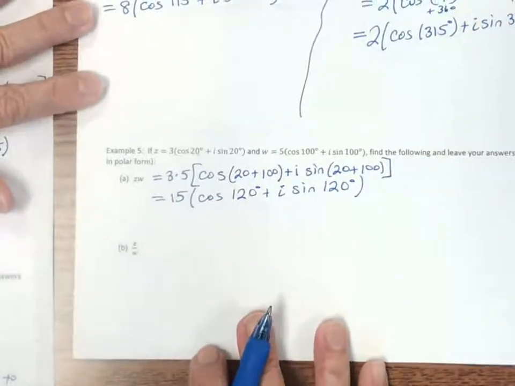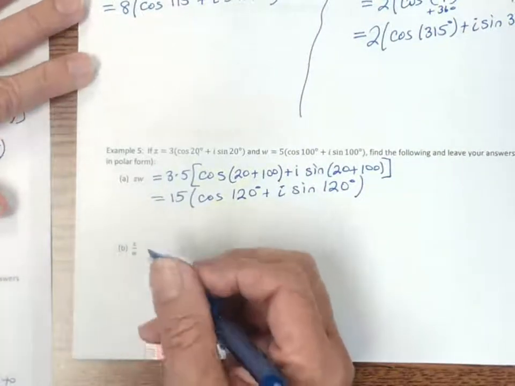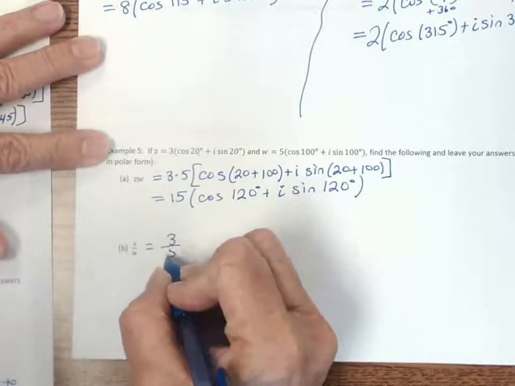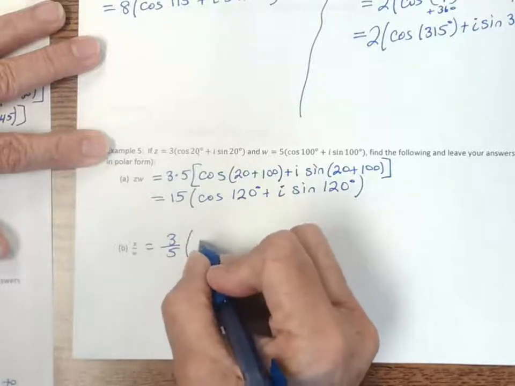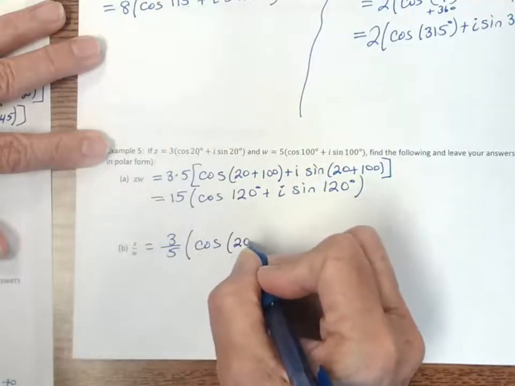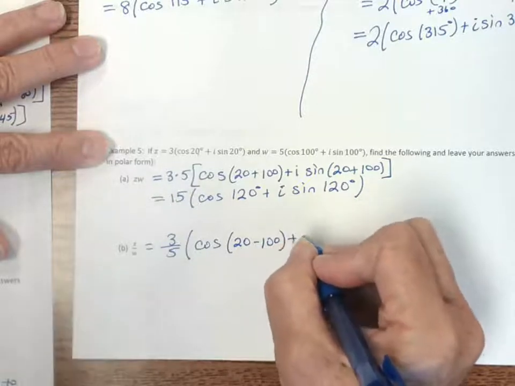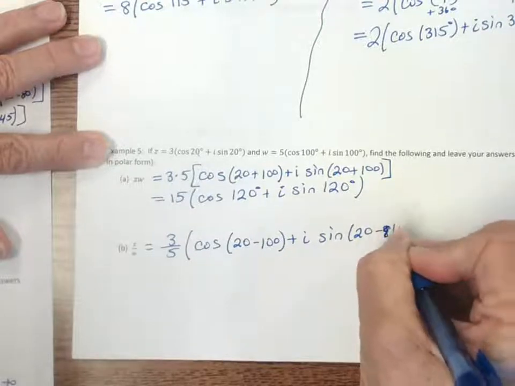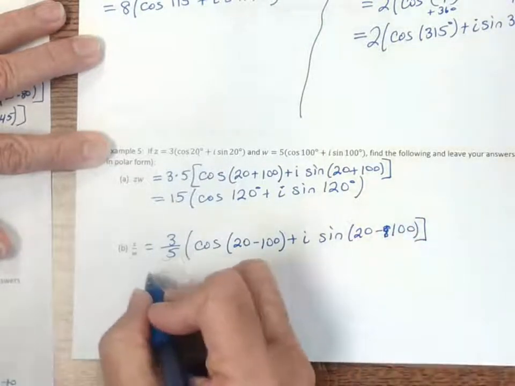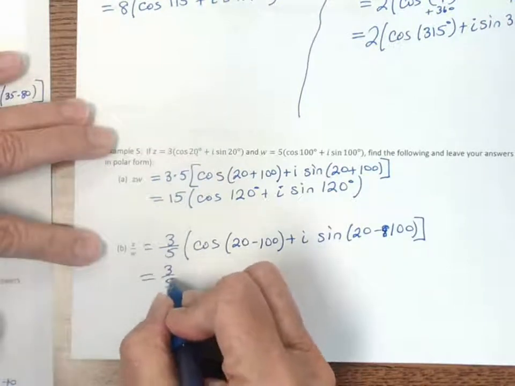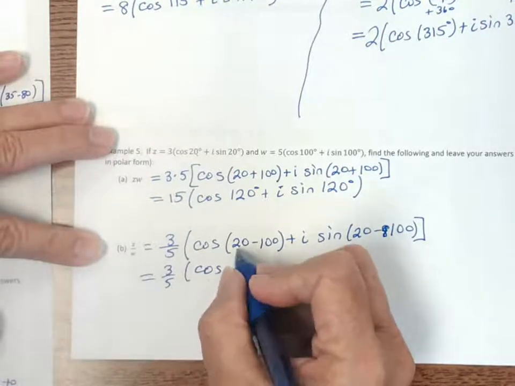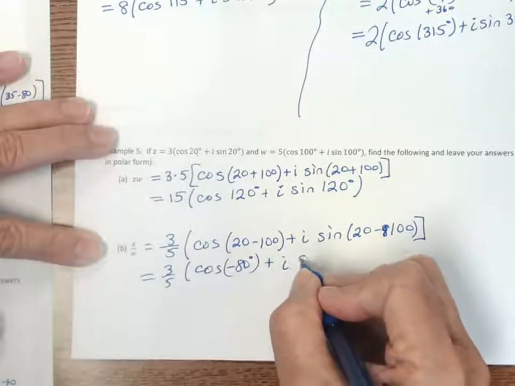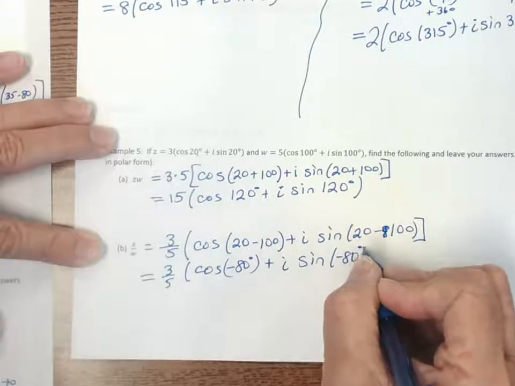Second part here, Z divided by W. Again, we're just following the formula. So the first radius, 3 divided by 5, times the cosine of 20 minus 100, plus I times the sine of 20 minus 100. I was already calculating what that was. We have 3 over 5 times the cosine of 20 minus 100, which is negative 80 degrees, plus I times the sine of negative 80 degrees.